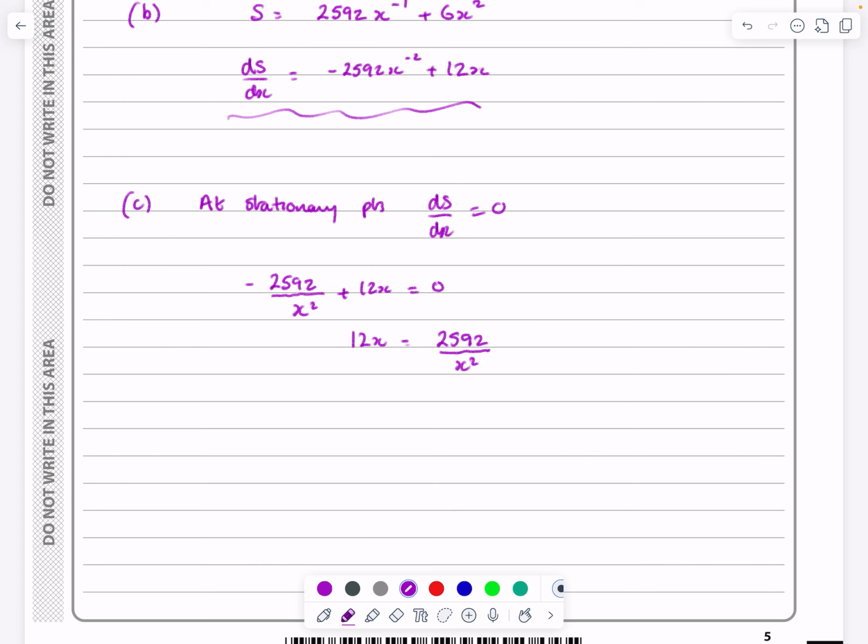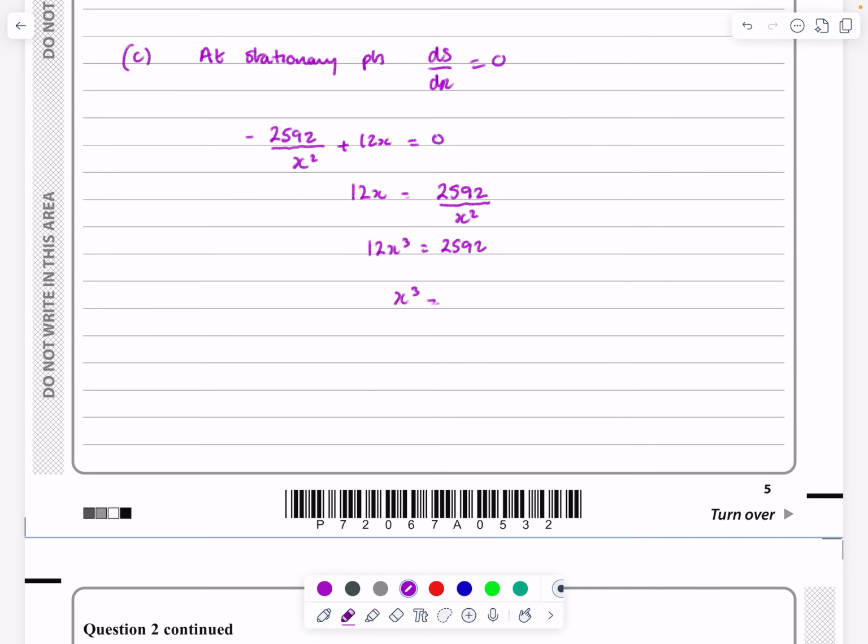Then multiply it by the x squared. We're going to get 12x cubed equals 2592. So I'm going to get x cubed works out to be equal to 2592 divided by 12. That looks familiar to me, 216. Cube root 216 works out that x works out to be equal to 6, which is a lovely, neat answer and makes me think that I've got it right.